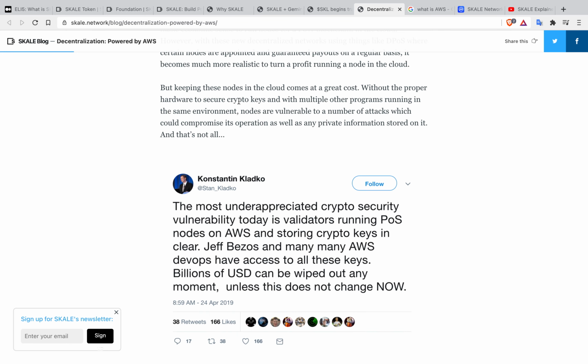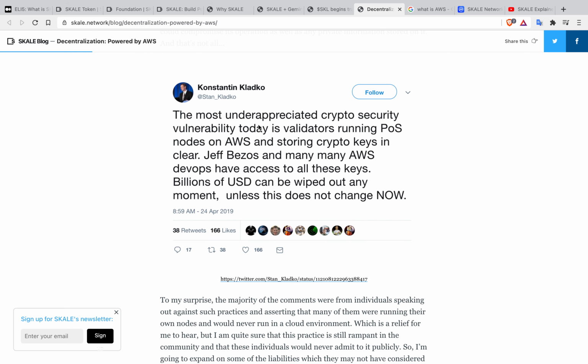But keeping nodes in the cloud comes at a great cost. This is important to what Scale is. Without the proper hardware to secure cryptocurrency keys, with multiple other platforms running in the same environment, nodes are vulnerable to a number of attacks, which could compromise its operation as well as any private information stored on it. And that's not all. The most unappreciated crypto security vulnerability today is validators running POS nodes on AWS and storing crypto keys in clear. Jeff Bezos and many, many AWS developers have access to all these keys. Billions of US dollars can be wiped out any moment unless this changes now.